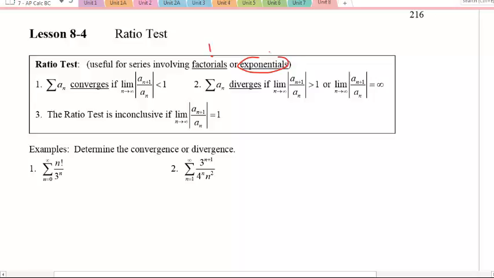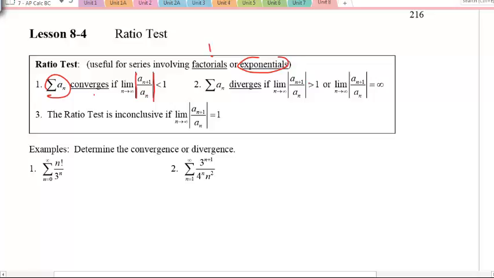So the ratio test says the following. If you've got a series, it will converge if the limit as n approaches infinity of the absolute value of the comparison of the two terms, a sub n plus 1, the next term, over a sub n, the current term, so the two terms beside each other, if that ratio is less than 1, this converges.